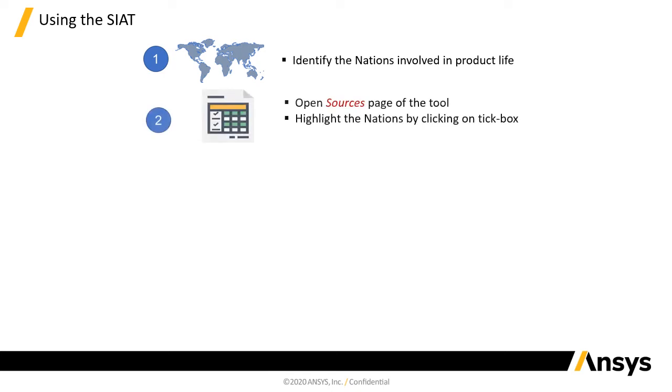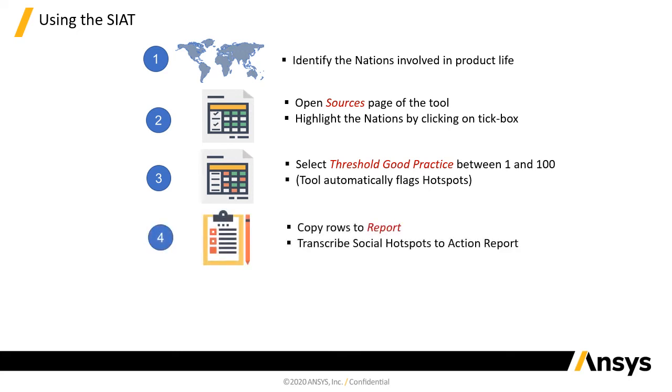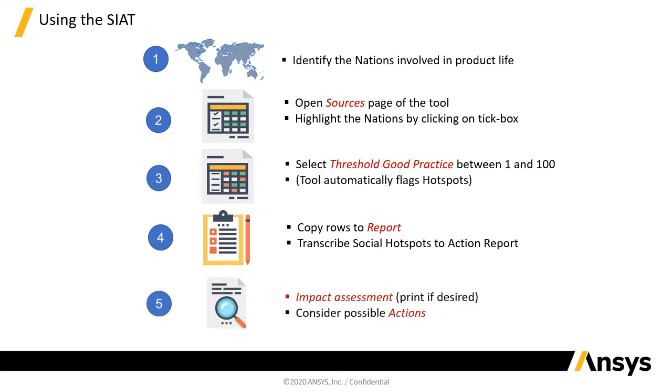So how to use the tool? We need to identify the nations involved in product life. We need to open the sources page of the tool, highlighting the nations by clicking in the tick box. We select a threshold of good practice between 1 and 100. And then we copy rows to report, and then think about the impact assessment and actions which one can take using the tool.